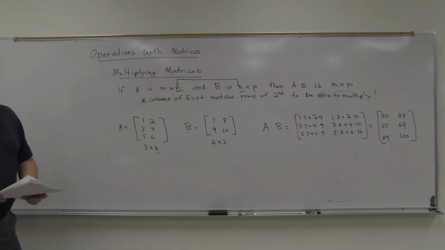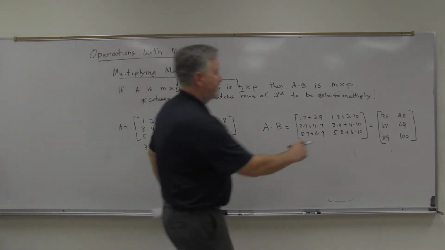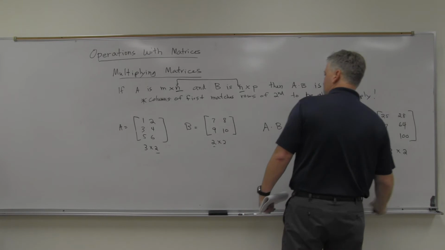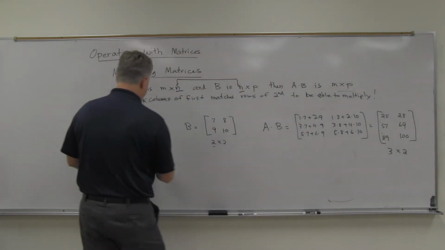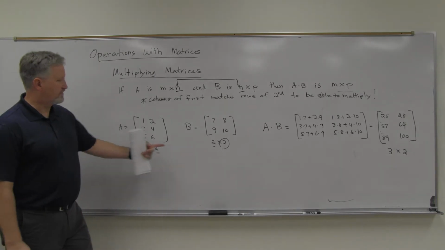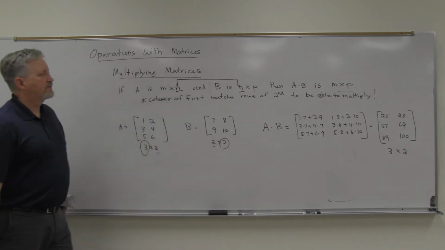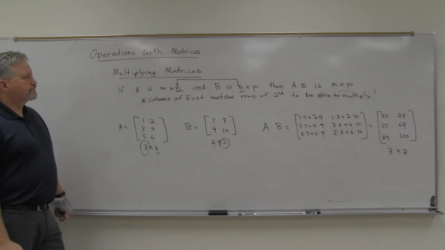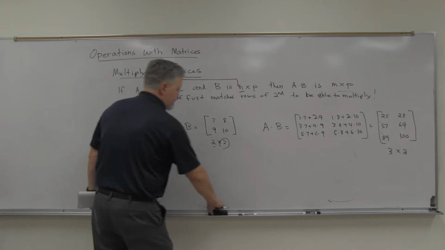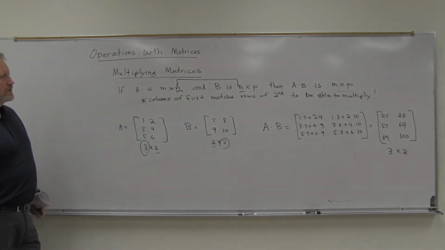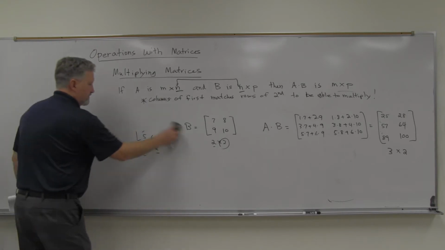Okay? And so, yeah, we wound up with 3 rows, 2 columns, which is exactly what we said originally. What you wind up with is a 3 by 2 when you multiply it. Okay? All right. Now note this.